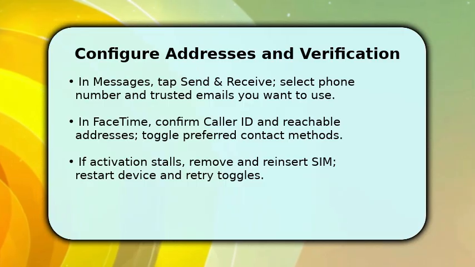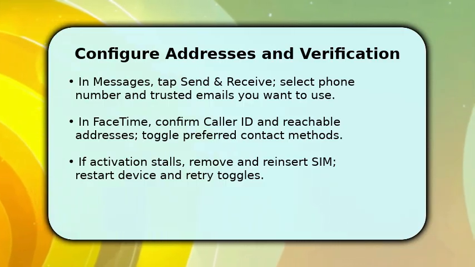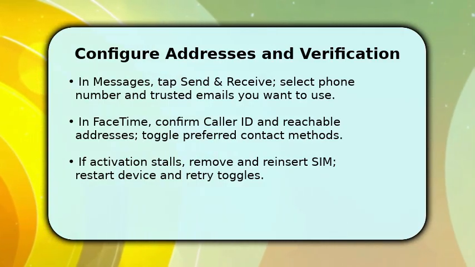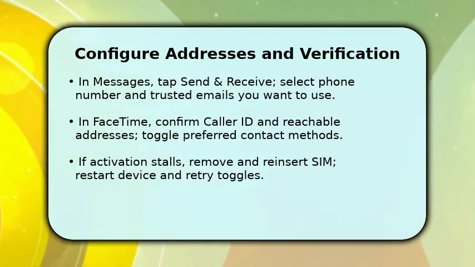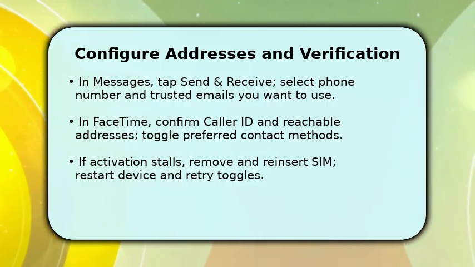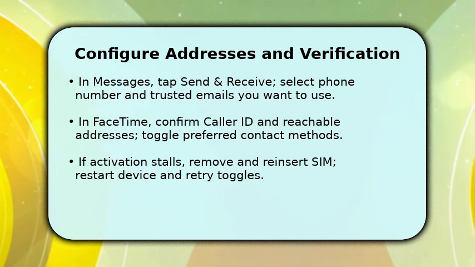If the service doesn't verify, remove the SIM and restart the phone, then re-enable each toggle. That forces a fresh registration and often resolves issues with carrier provisioning or stale activation tokens.